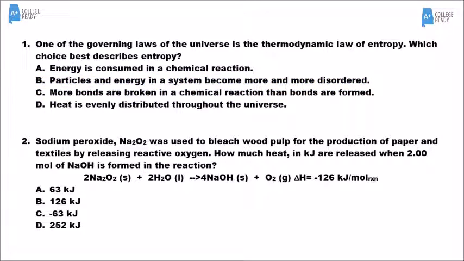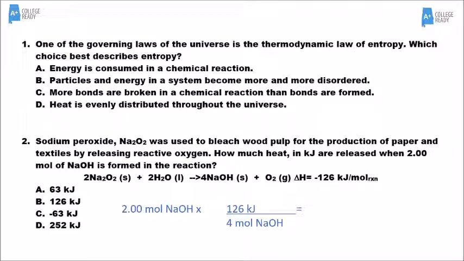For number 2, this is a stoichiometry question. So the balanced equation is given, and the delta H for the reaction is shown as negative 126 kilojoules per mole. So the first step is always to take the number of moles and then use the information from the balanced equation to solve for what you're looking for. So the setup looks like this. This is something that students should be able to do without a calculator.